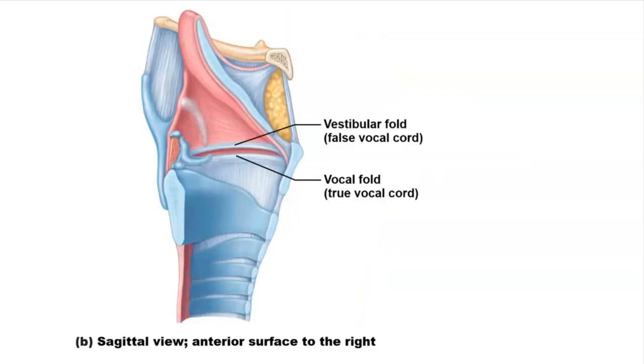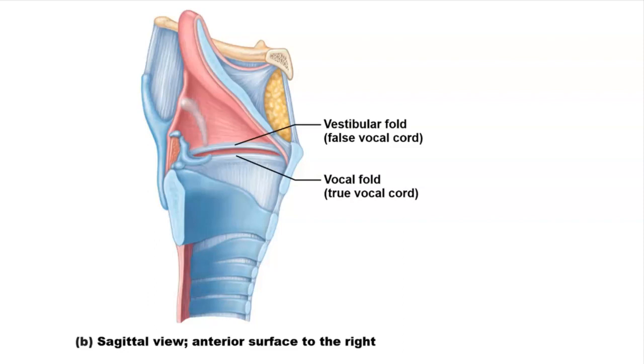So we see interiorly that there are 2 sets of folds within the larynx. The superior set is referred to as the vestibular folds. These are also called the false vocal folds, and the inferior set are referred to as the vocal folds or the true vocal cords.